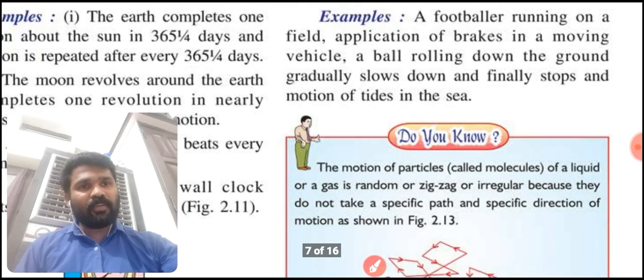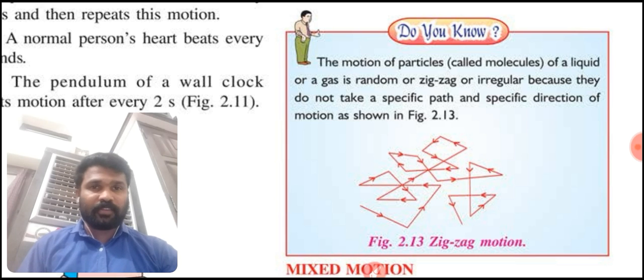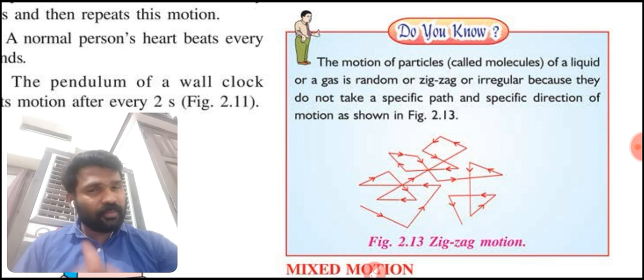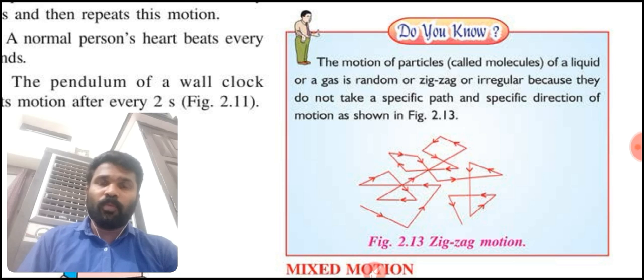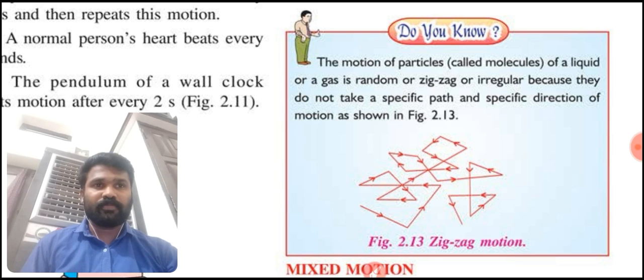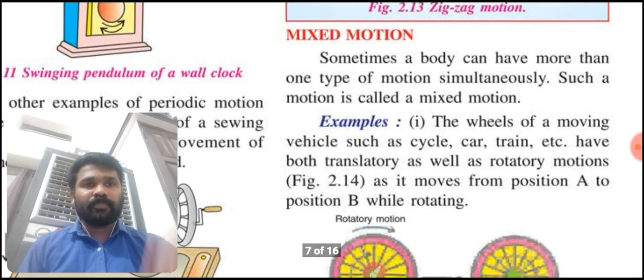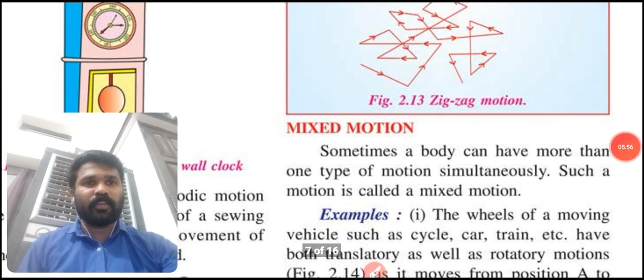Now, here is a fascinating fact. We have already discussed this in chemistry, states of matter. In the case of liquids and gases, the particles are arranged very loosely, so the particles in liquids and gases move in a zigzag motion. So this is also a good example of non-periodic motion. Now we are going to discuss mixed motion.